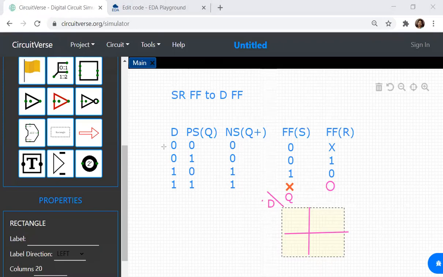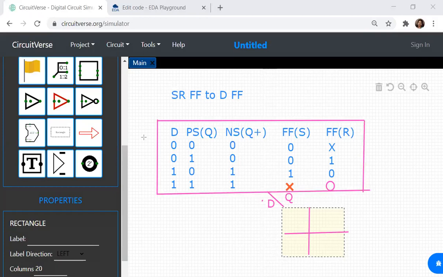This is a table. We call this a table. So it should always be put in tabular notation. I have not put it in tabular notation. This should always be put in tabular notation. So this is the table, this is the next state.